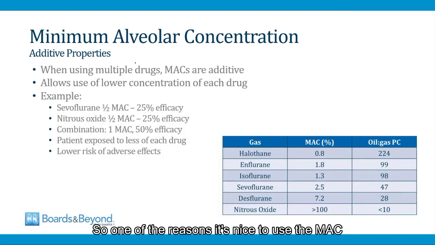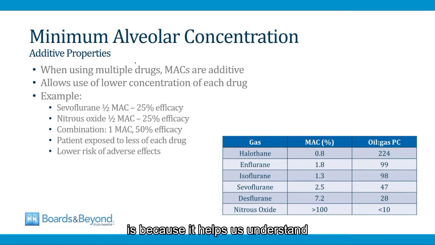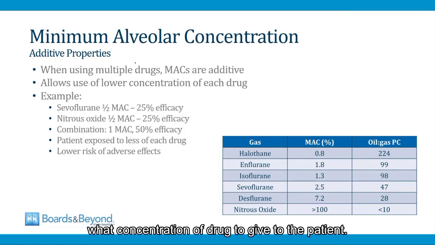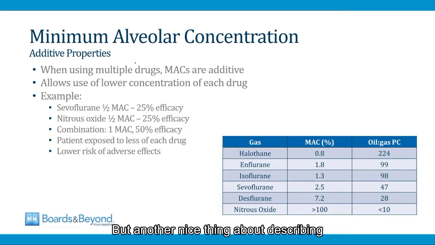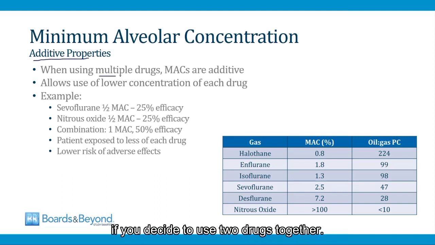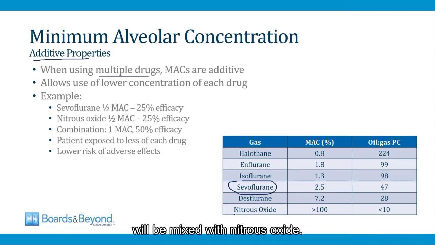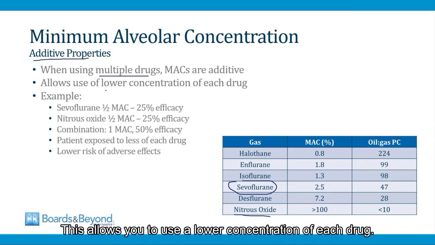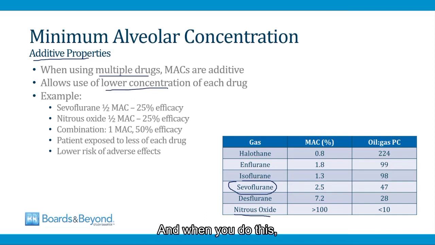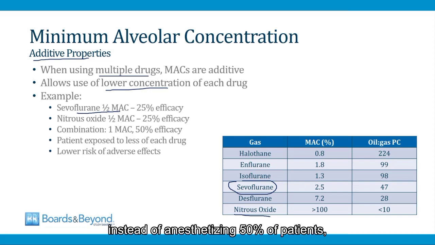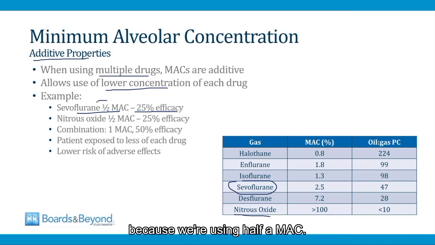So one of the reasons it's nice to use the MAC is because it helps us understand what concentration of drug to give to the patient. But another nice thing about describing inhaled anesthetics by their MAC is that the properties are additive if you decide to use 2 drugs together. Sometimes one of the inhaled anesthetics like sevoflurane will be mixed with nitrous oxide. This allows you to use a lower concentration of each drug, and when you do this, the MACs of the 2 drugs are additive. So for example, if we used a concentration of sevoflurane equal to half a MAC, instead of anesthetizing 50% of patients, it would only anesthetize 25% because we're using half a MAC.